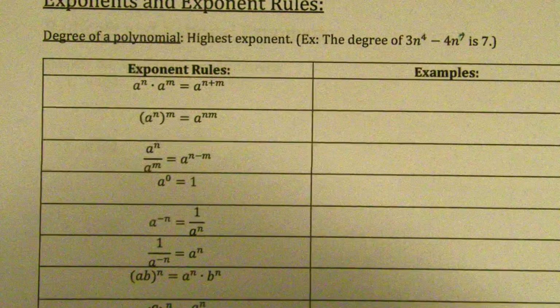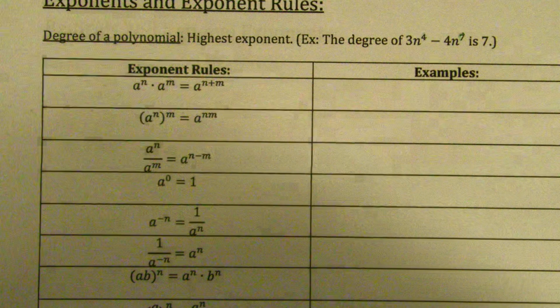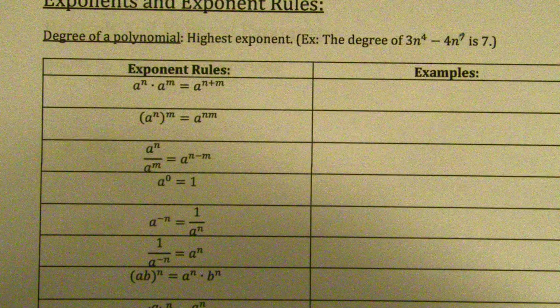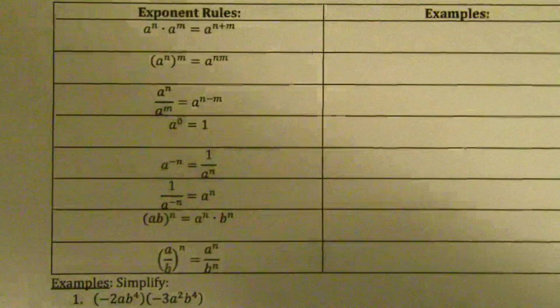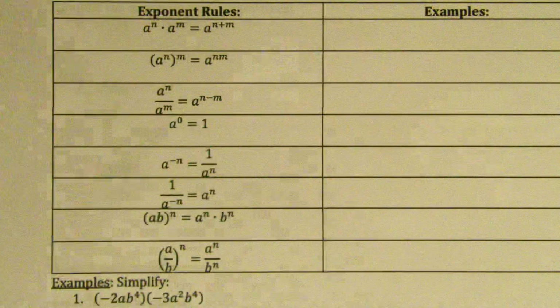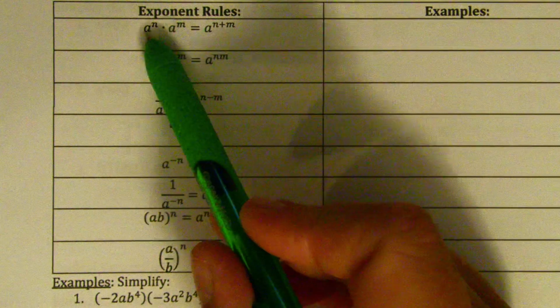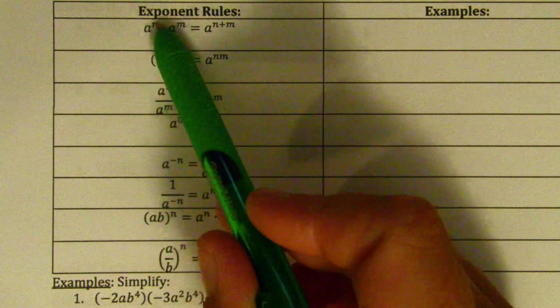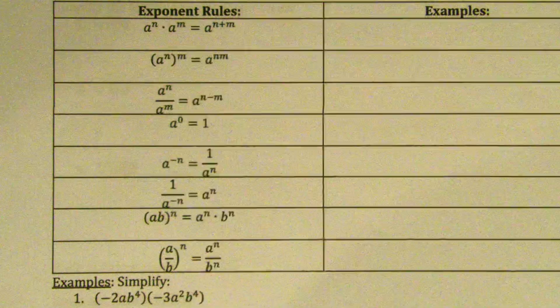If you think about playing a game, anytime you're playing a game, you want to know what the rules are for the game. So I think about exponent rules as the rules for the game of simplifying exponential expressions. The first rule is if I have a to some power and a to some power and they're being multiplied, you add those exponents together.